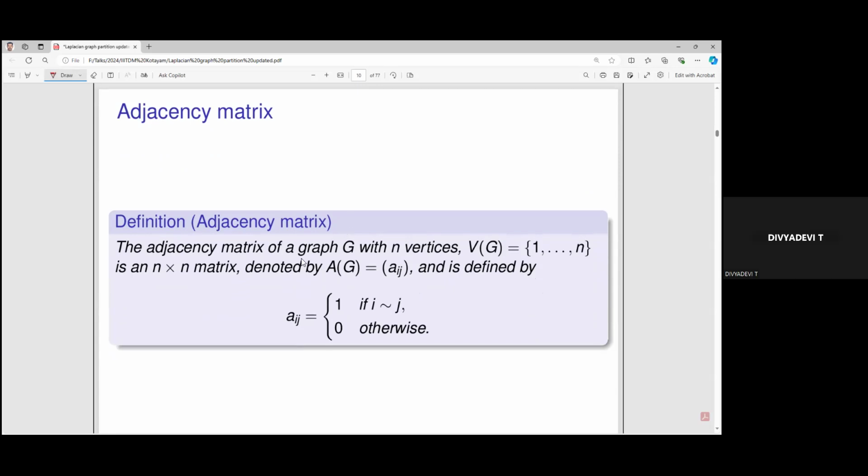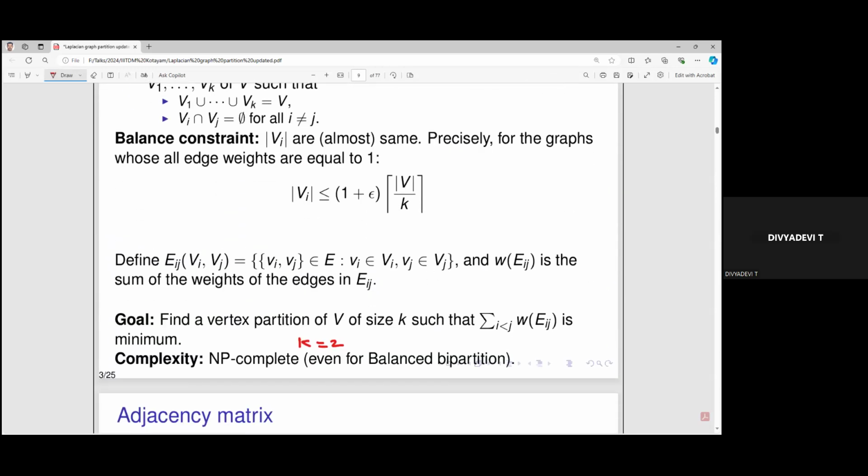Sir, you have stated the problem. Can you give one or two motivations? Why do we want to study that problem?